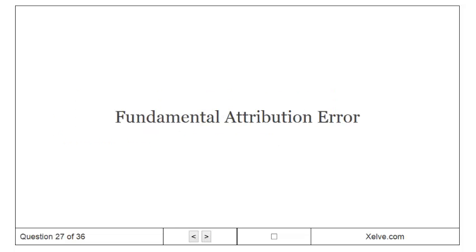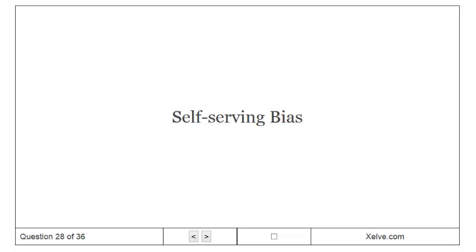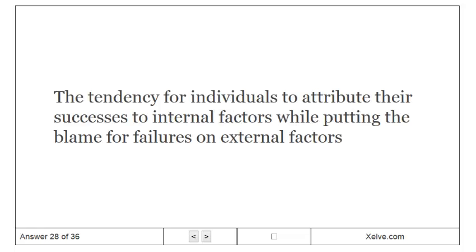Fundamental attribution error. The tendency to underestimate the influence of external factors and overestimate the influence of internal factors when making judgments about the behavior of others. Self-serving bias. The tendency for individuals to attribute their successes to internal factors while putting the blame for failures on external factors.